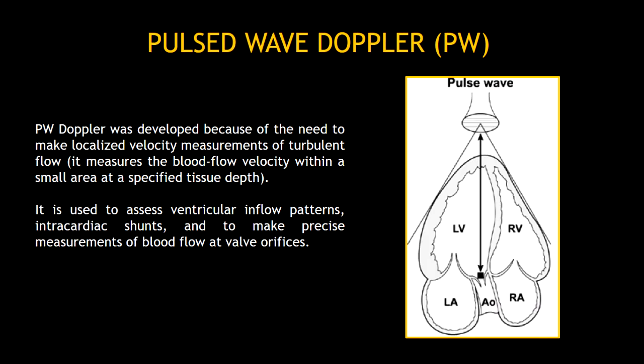Pulse wave Doppler. Pulse wave Doppler was developed because of the need to make localized velocity measurements of turbulent flow. Pulse wave velocity measures the blood flow velocity within a small area at a specific place. It is used to assess ventricular inflow patterns, intracardiac shunts, and to make precise measurements of blood flow.